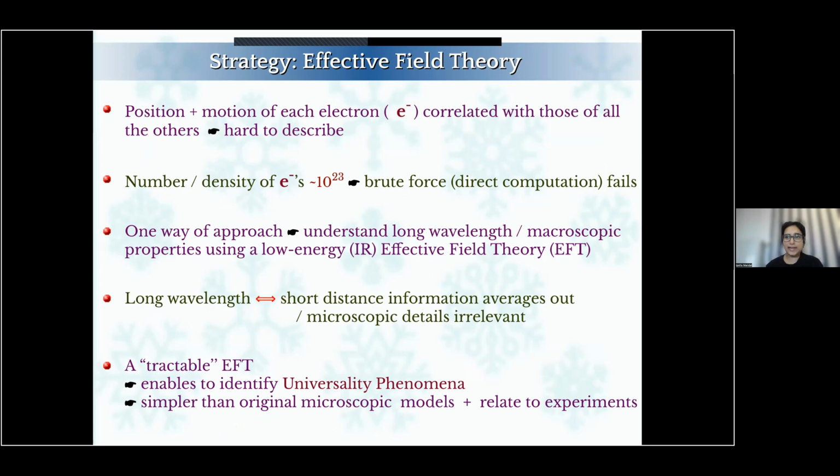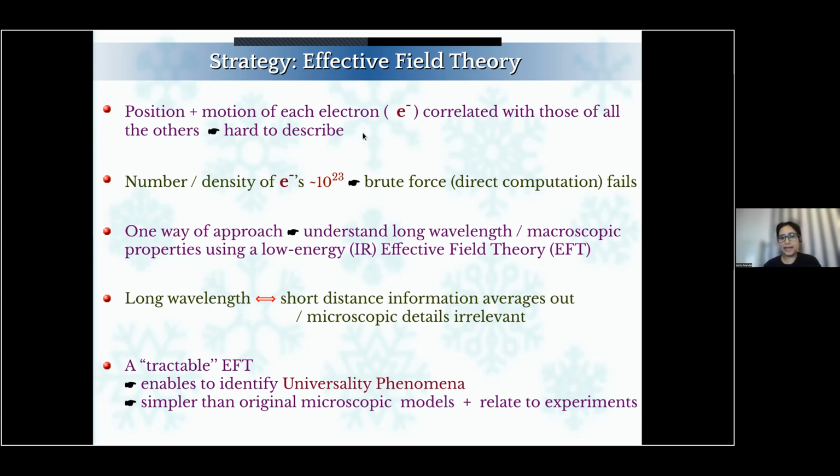And why is that necessary? So first, let us realize that we are dealing with a system where the position or motion of each electron... So in condensed matter physics, we are mostly interested in the dynamics of electrons. So then the position and motion of each such electron is correlated with those of all the others. And it is a problem which is hard to describe.